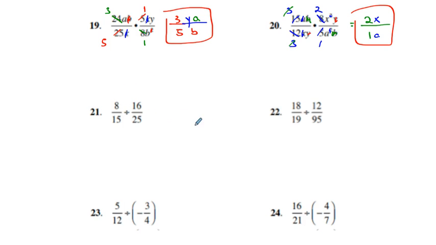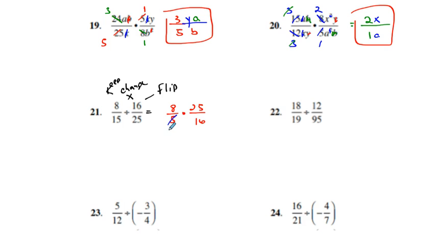8 over 15 divided by 6 over 25. Alright, so now we got to take one extra step here. Since we have division, we're going to keep that first one, change division into multiplication, and then flip, or take the reciprocal of that second number. So this is keep, change, flip. So 8 over 15 times 25 over 16, and then we go about this the same way we've been doing the rest of the problems.